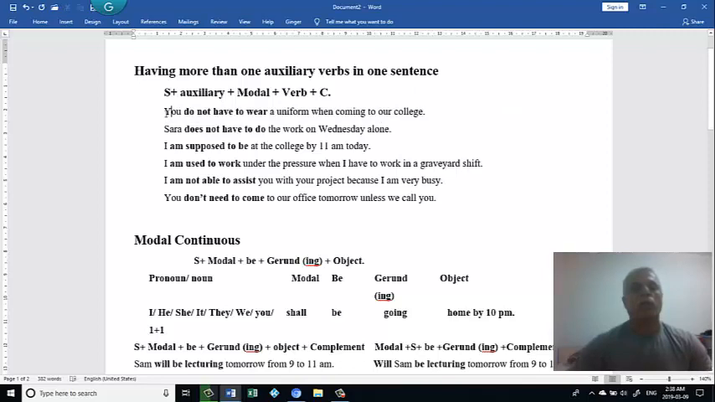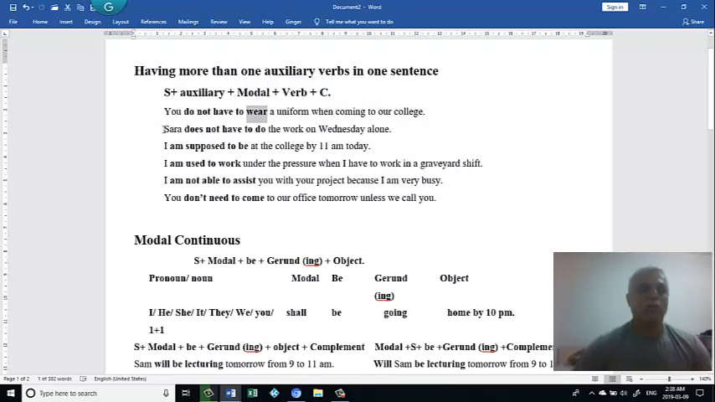For example, let's look here. We have a subject, then we have "do not," that's the auxiliary verb, then we have "to," which is a modal, then we have "wear," which is the root of the verb, then we have the complement.